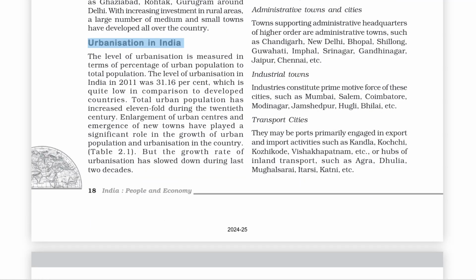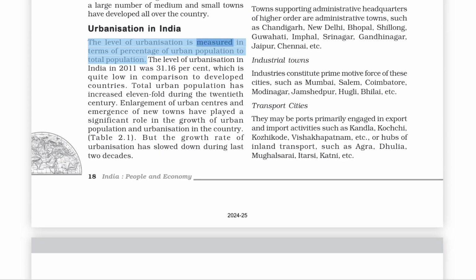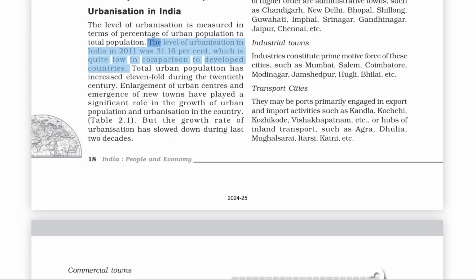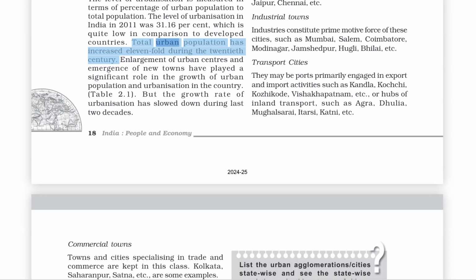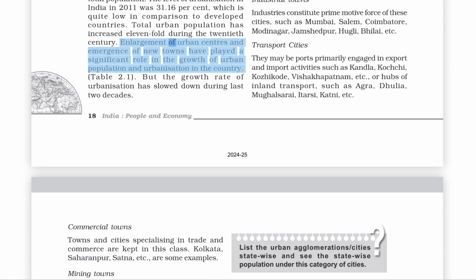Urbanization in India. The level of urbanization is measured in terms of percentage of urban population to total population. The level of urbanization in India in 2011 was 31.16%, which is quite low in comparison to developed countries. Total urban population has increased 11-fold during the 20th century. Enlargement of urban centers and emergence of new towns have played a significant role in the growth of urban population and urbanization in the country.